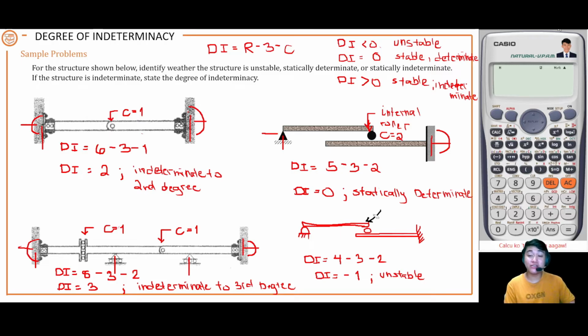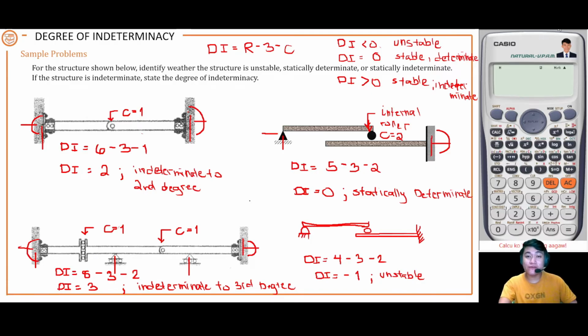Okay? Again, just a recall, if the degree of indeterminacy is less than 0, unstable. 0, stable and determinate, statically determinate. And for greater than 0, that is indeterminate. So that is for the degree of indeterminacy of the beams.